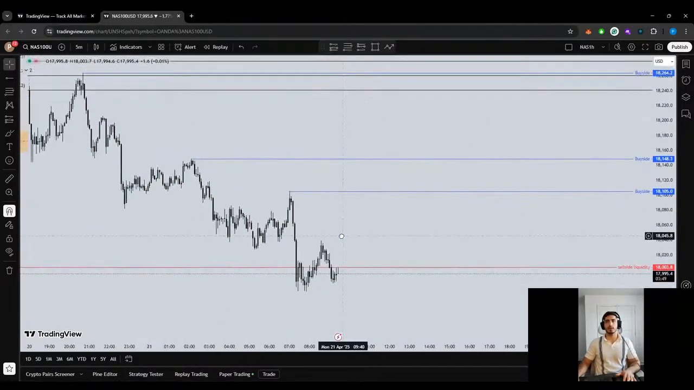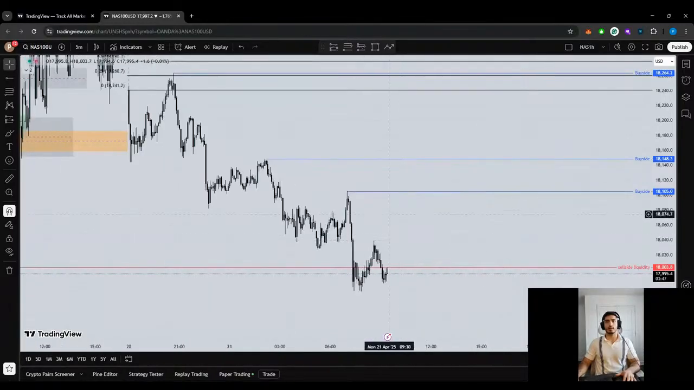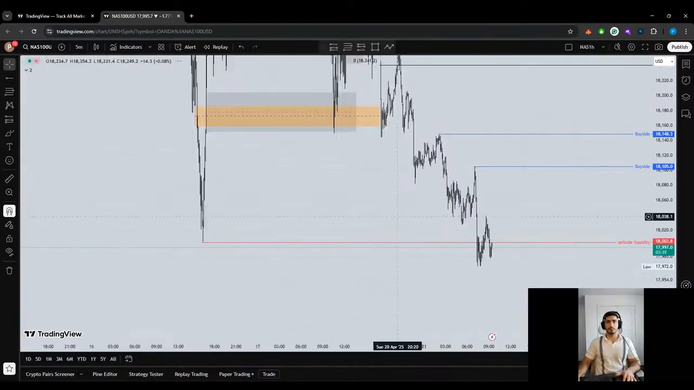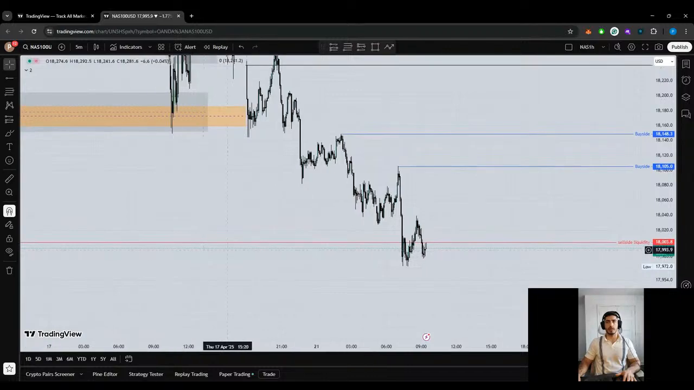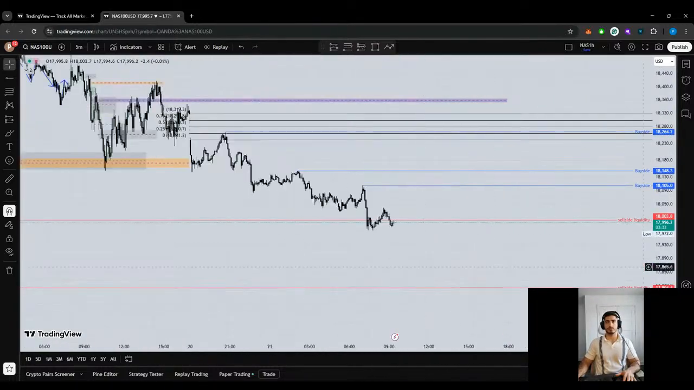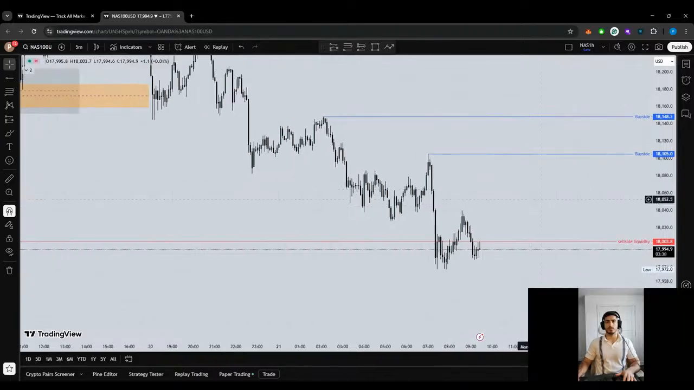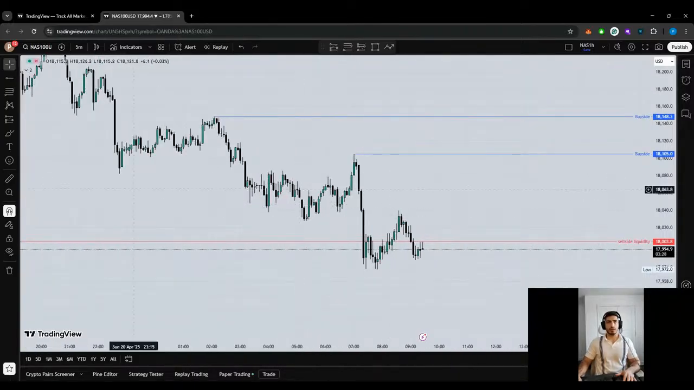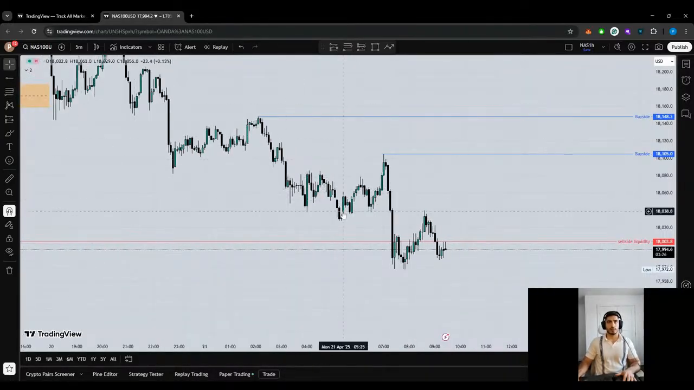So I have already delineated the buy side liquidity. So this is London high. All right, this is Asia high. And we also took the hourly liquidity over here. So this is the last block before it made new highs, took these highs out and reversed.